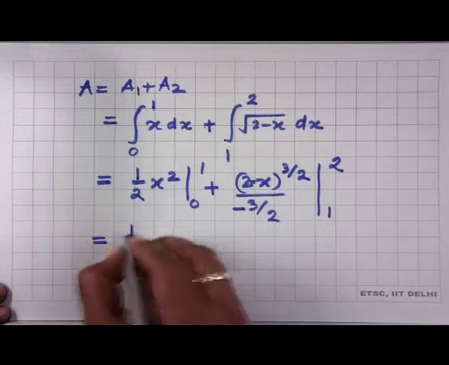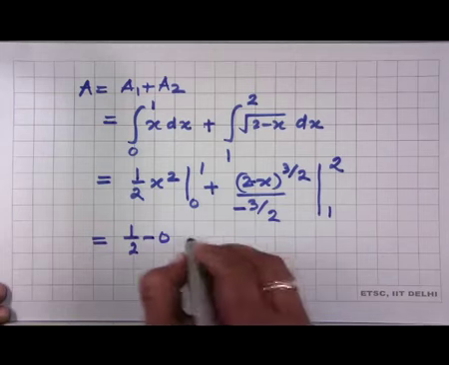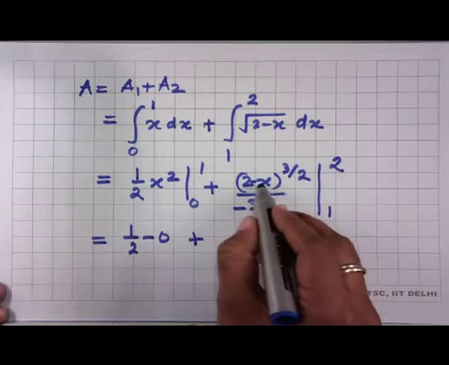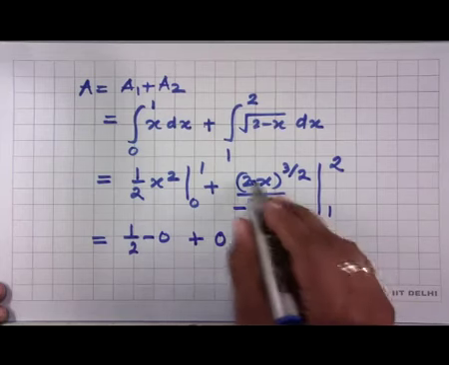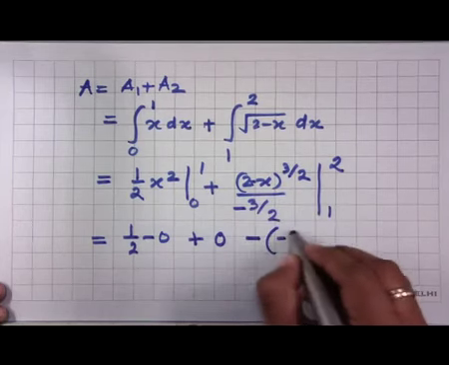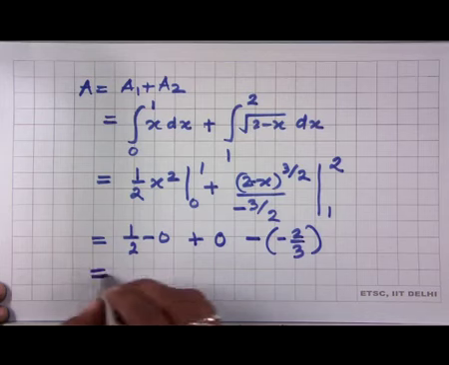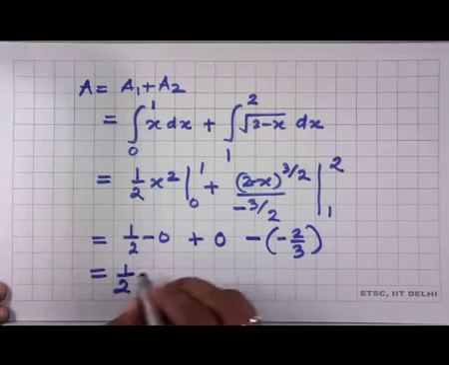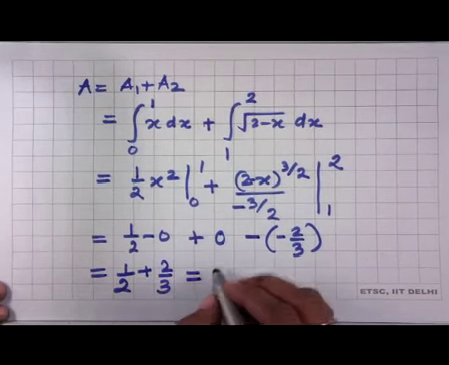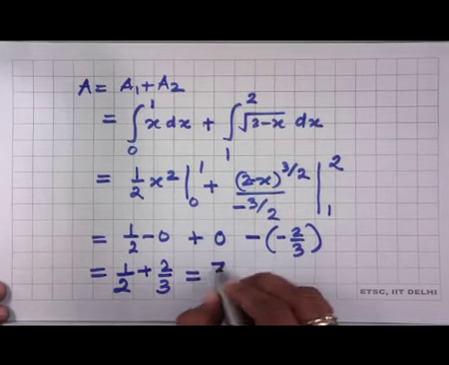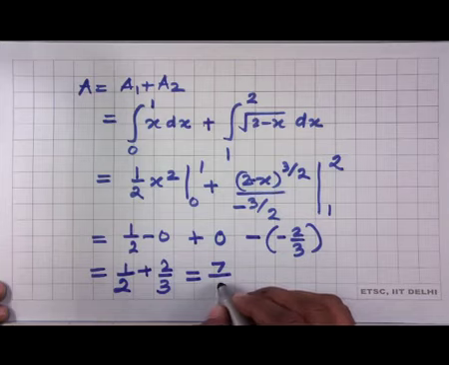So, we get 1 by 2 minus 0 plus, at 2 it will be 0. So, 0 minus, at 1 it will be 1, so minus 2 by 3. So, the total area is 1 by 2 plus 2 by 3, so 7 by 6.